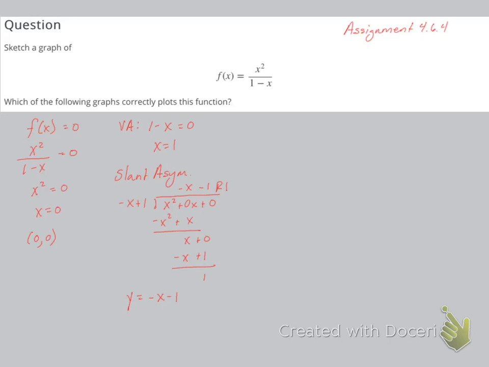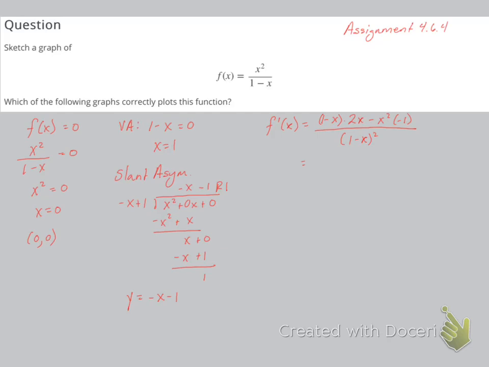Now we can find relative maxes and mins and where the function is increasing and decreasing by finding the derivative, setting it equal to 0, and doing the first derivative test. So we'll find f prime of x, and I'm going to use the quotient rule. So we're taking the bottom times the derivative of the top minus the top times the derivative of the bottom, all over the bottom squared.